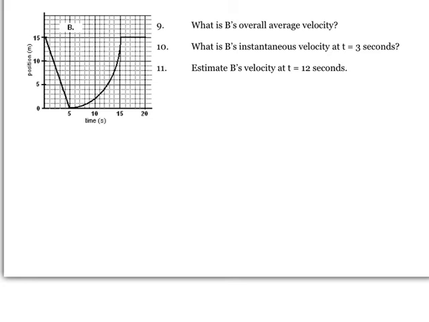And in question 10, the person starts out at 15 meters and they end up at 0 meters. So it looks like our equation is going to be 0 meters minus 15 meters over 5 seconds. And wait a second, it looks like we get negative 3 meters per second is the average velocity for that first part of the graph.